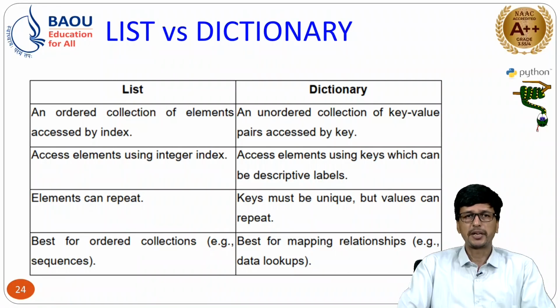And the applications of the list: it is best suitable if you want an ordered collection of items or a sequence. And for the dictionary, if you are required to store some map kind of data, or data lookup operations, in that case you use the dictionary, right?